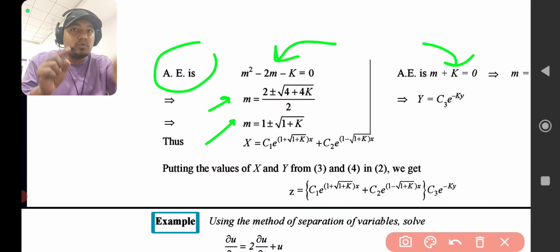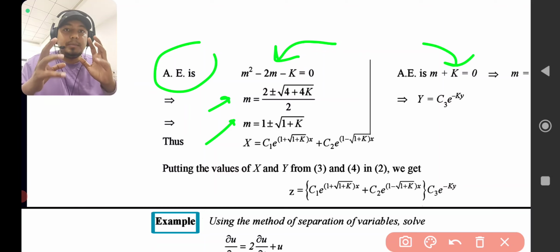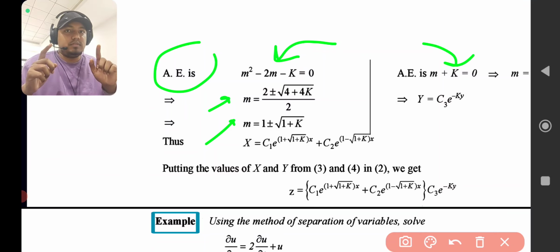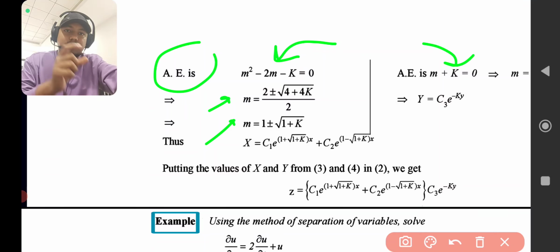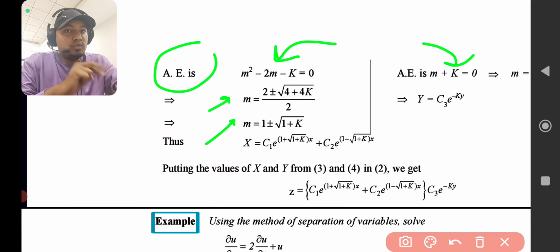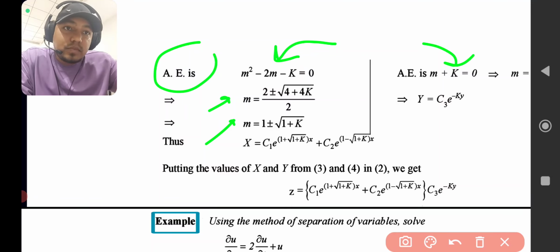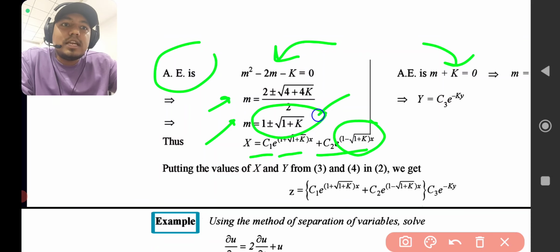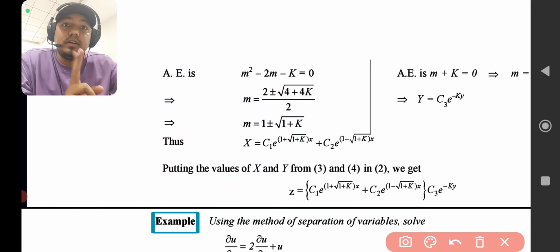So whenever we have two different roots, m1 and m2, what is the solution of the complementary function? CF is equal to e power m1 x, with a constant, c1. You know how to write complementary functions if you have two different roots, m1 and m2. So how will you write? See how I'm writing here. I'm writing c1 e power whatever root is there, that is m1. Then I'm writing c2 e power whatever I got as m2. This is how we write if you have two different roots.